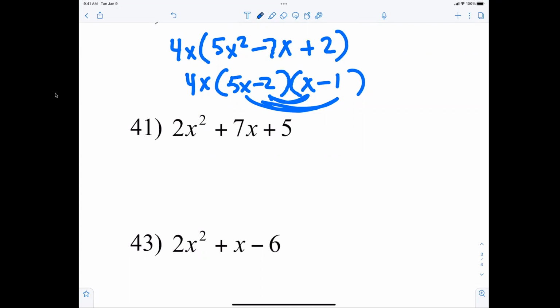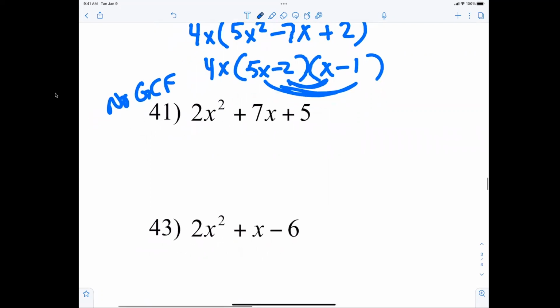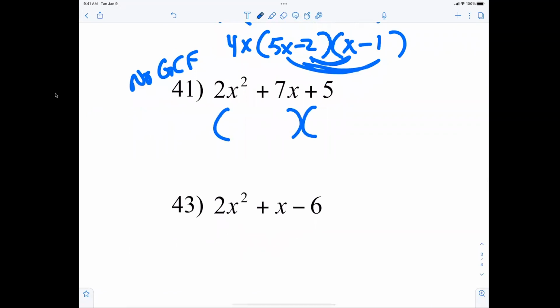Now, everybody's looking at 41. Is there a GCF? No. There's no GCF, so now we just get to work regular factoring.